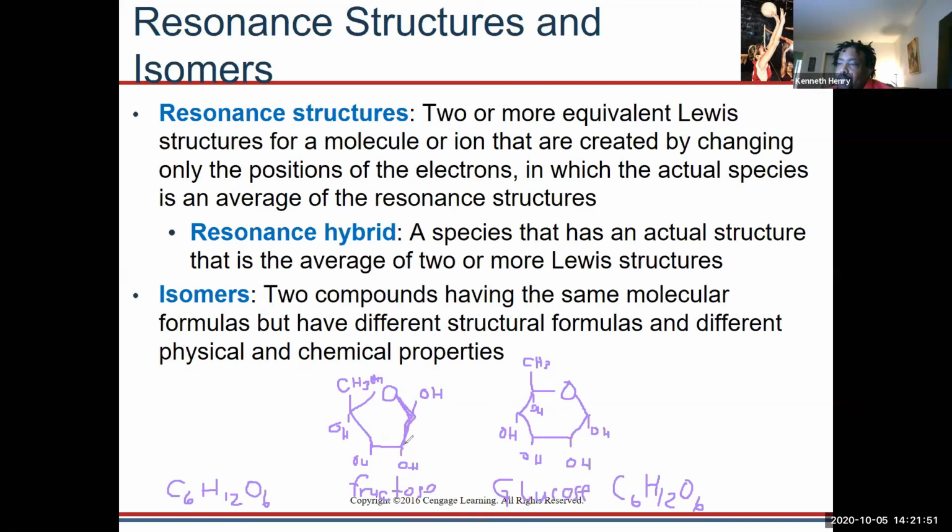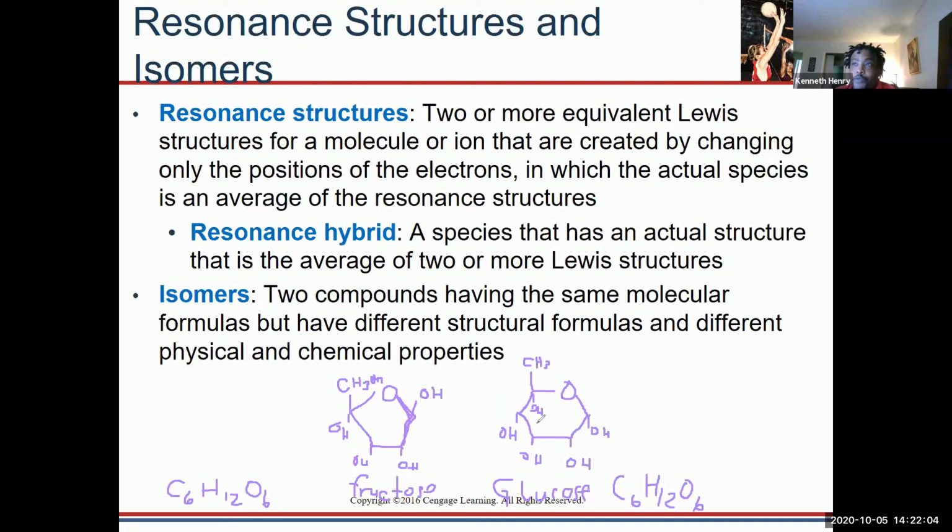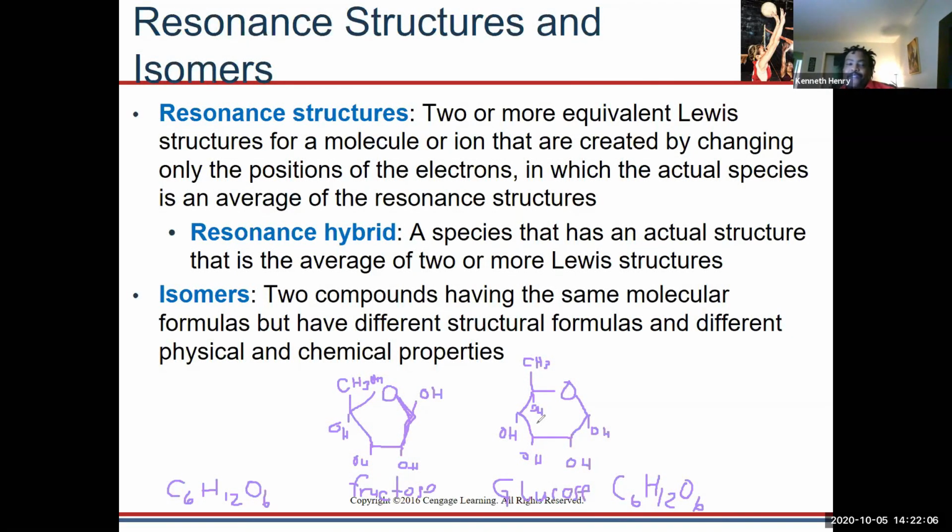Look at this. 1, 2, 3, 4, 5. 1, 2, 3, 4, 5, 6. No. So they don't look anything alike, right? One's a 5-ring sugar and one is a 6-ring sugar. But they have the exact same chemical formula, right? So fructose is mostly found in fruit, and glucose is found in beets and stuff like that.